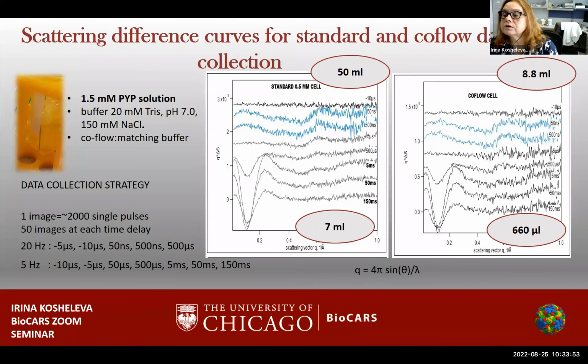At 5 milliseconds and 50 milliseconds, we see the biggest signal dip, which is caused by elongation of the protein, the so-called signaling state, which can be observed only in solution scattering, but not in the crystallographic form. What is interesting for us is to look at the sample consumption for these two data sets.